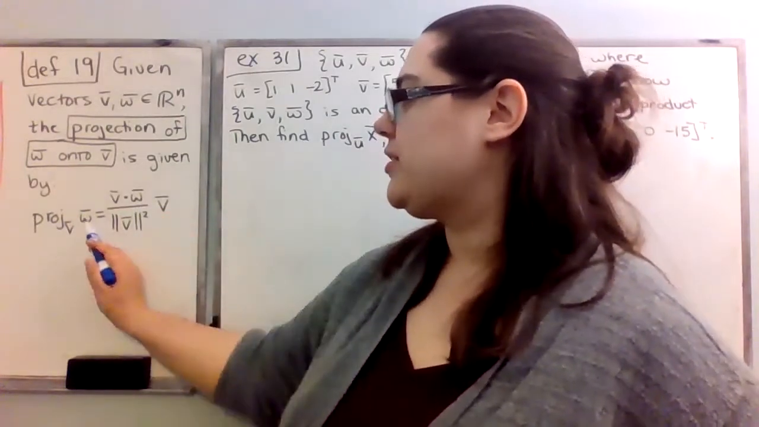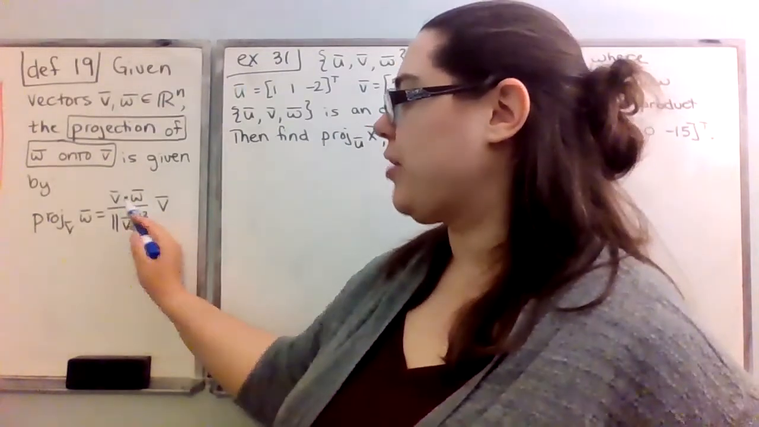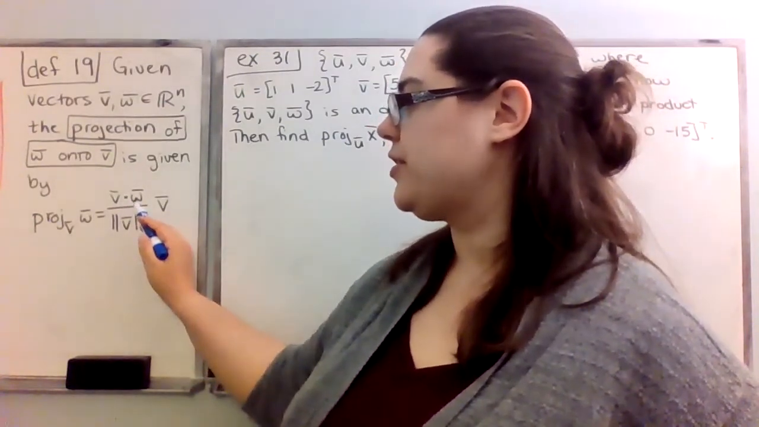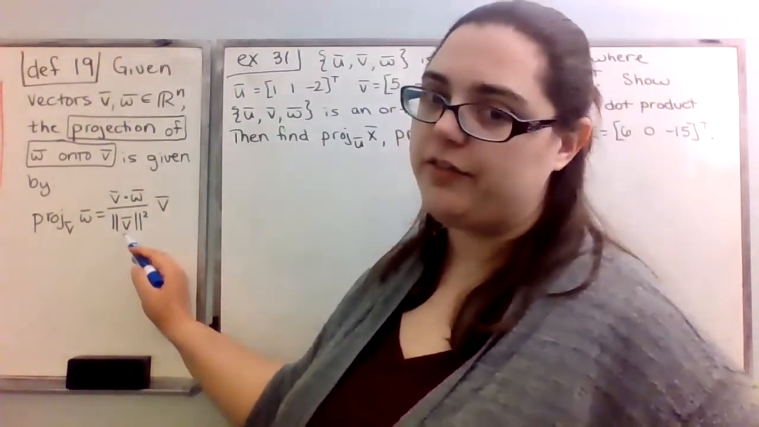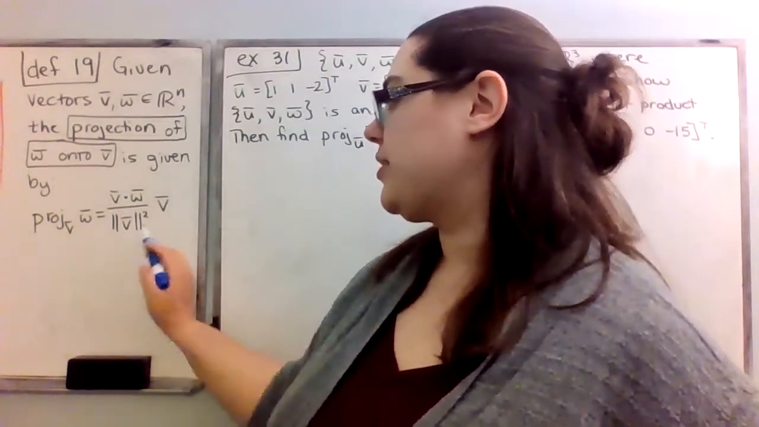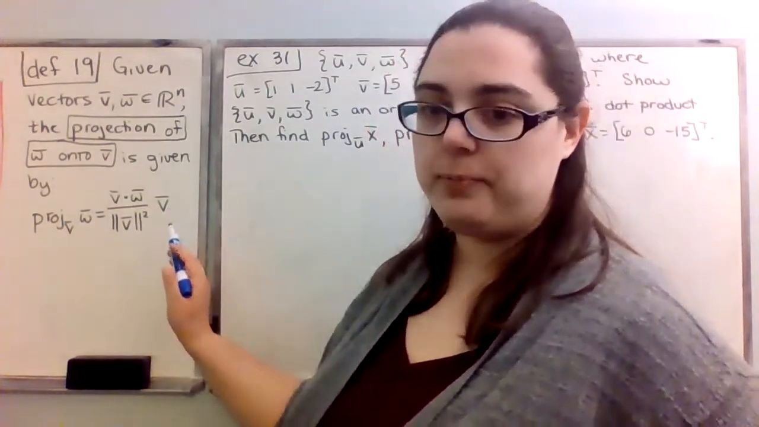So if I project w onto v, what that means I'm going to do is take the dot product of those two vectors. Then I'm going to divide by the dot product of v with itself. That's the same as the norm of v squared. And then multiply that by the vector v.